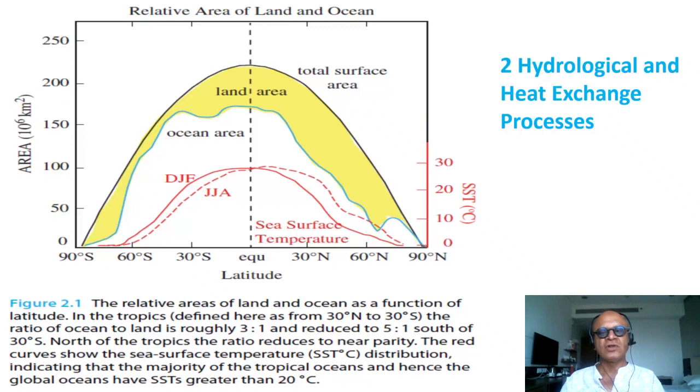Mostly we'll focus on the ocean heat exchange, not so much the land. We'll come back to land later on. Some scientific trivia kind of information, looking at the relative areas of land and ocean here in million square kilometers, zonal mean latitudinal distributions, along with the sea surface temperatures.